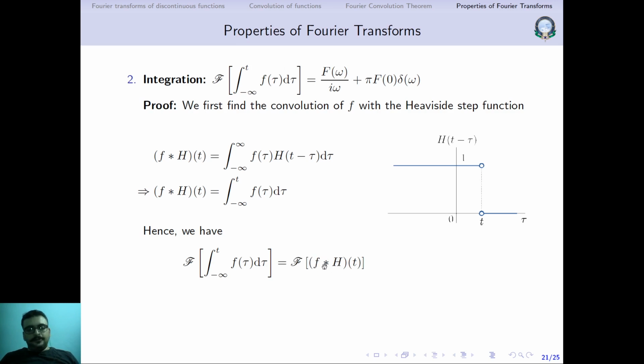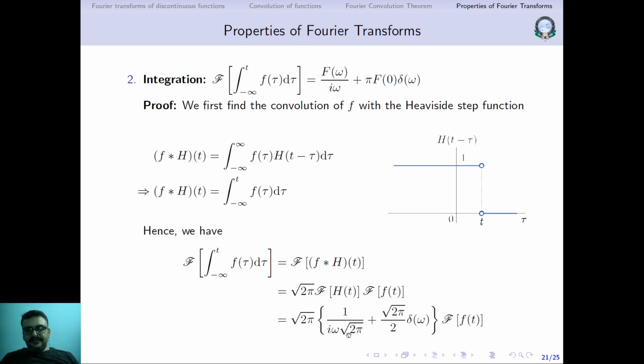We have already done the Fourier convolution theorem. What it says is the Fourier transform of the convolution of two functions is root over twice pi times the Fourier transform of the first function times the Fourier transform of the second function. So by the Fourier convolution theorem, this will be root over twice pi times the Fourier transform of f of t, and the Fourier transform of h of t. This is just the application of the Fourier convolution theorem.